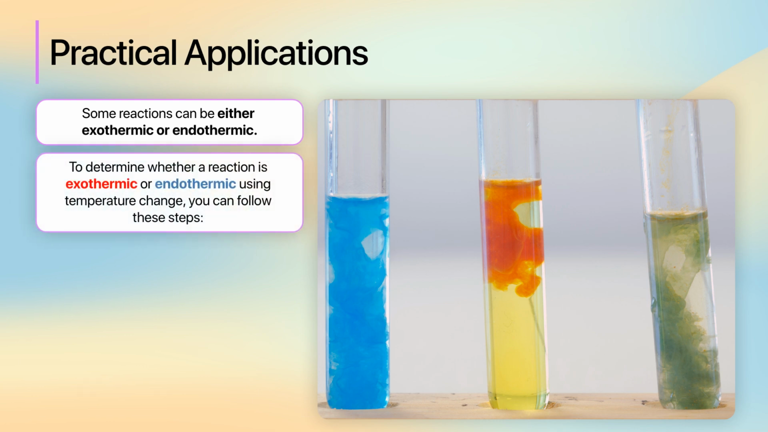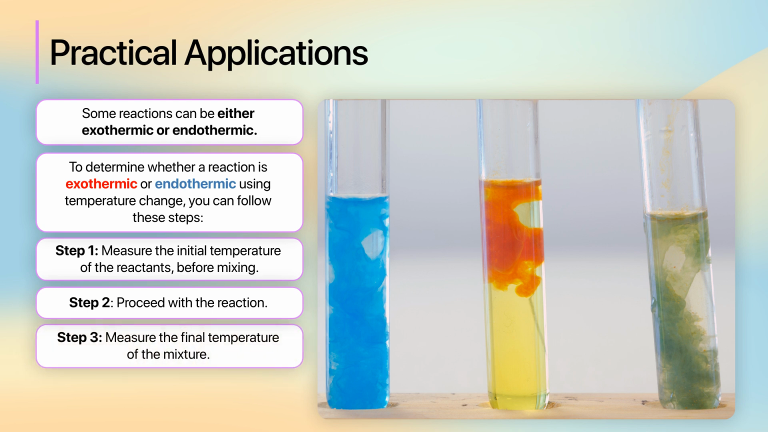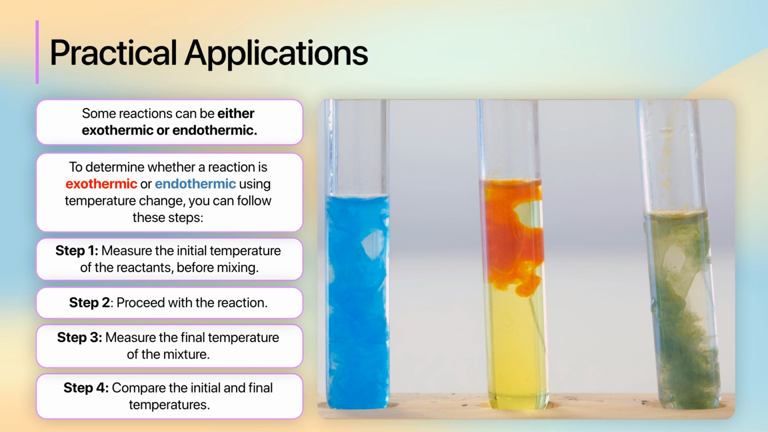To determine whether a reaction is exothermic or endothermic using temperature change, you can follow this simple process. Step 1 is to measure the initial temperature of the reactants before mixing. For step 2, you must proceed with the reaction. Step 3 is to measure the final temperature of the mixture after the reaction has occurred. Finally, step 4 is to compare the initial and final temperatures. If the final temperature is higher than the initial temperature, the reaction is exothermic. However, if the final temperature is lower, the reaction is endothermic.